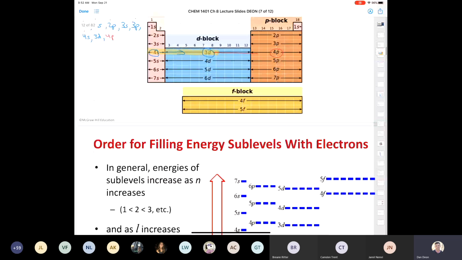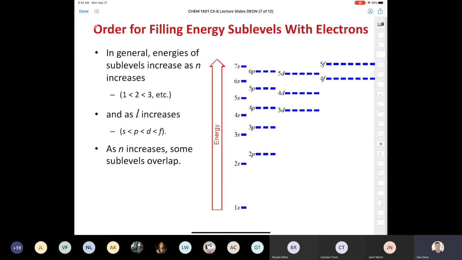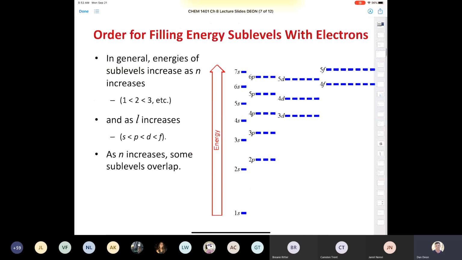It says here that in general, energies of sublevels increase as the N increases and as the L increases. But this is something I'm not going to quiz you on, if you're wondering why they don't follow the perfect order. Why is it that once you get to 4s, they start to get kind of weird? They go from 4s to 3d, then to 4p, then 5s, 4d, 5p, 6s, 4f, 5d, 6p, 7s, 5f. Why do they do that kind of weird order?